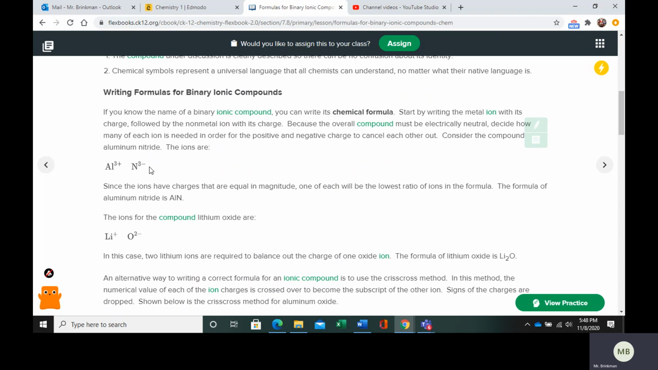Now all compounds need to be electrically neutral, which means overall they need to have a charge of 0, which means if you add the charges together, they need to equal 0. So here you have a positive 3 and a negative 3. This one is pretty easy. We have 1 aluminum, 1 nitrogen, as we see here.